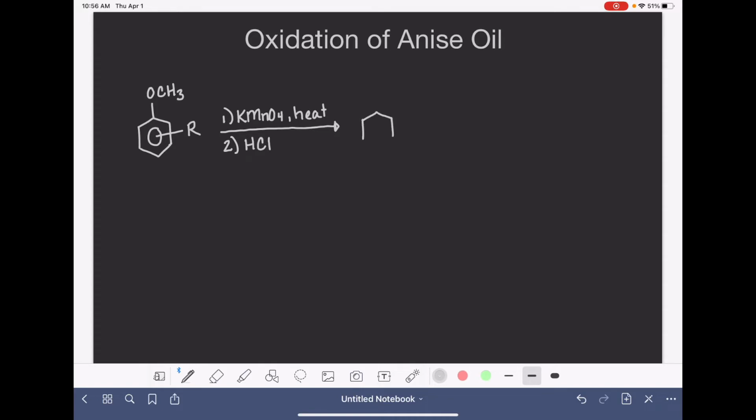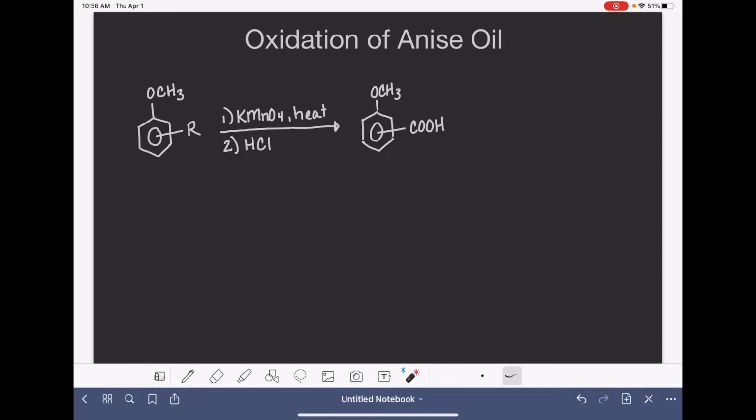And as you learned in class, these reagents are, first of all, going to leave the methoxy group alone. They are going to remove the alkyl group, oxidize it completely to form a carboxylic acid. The first step with just the potassium permanganate forms a carboxylate ion, and then when I follow it up with hydrochloric acid, that's what gives us the actual product.